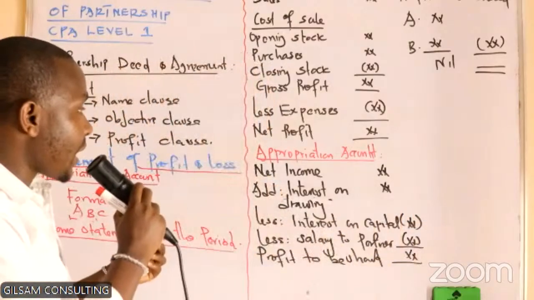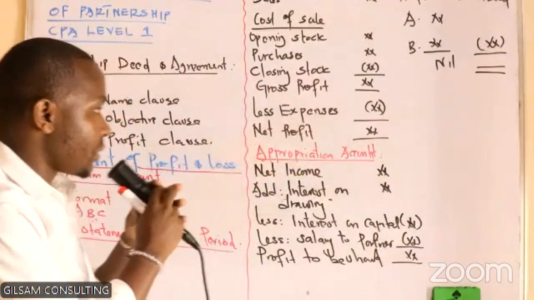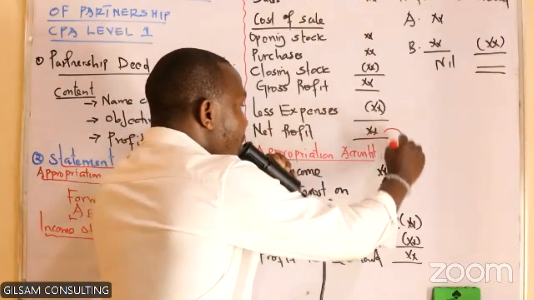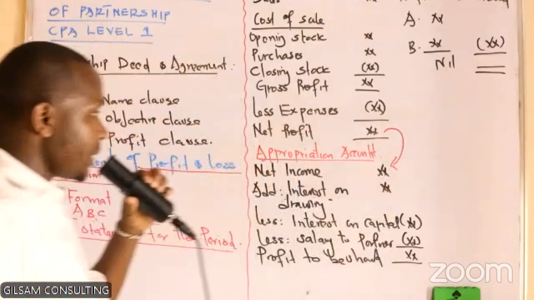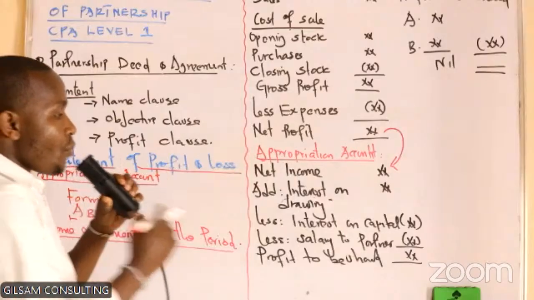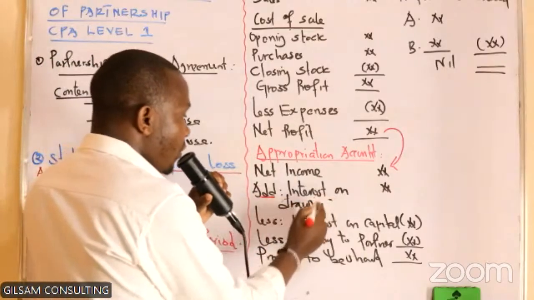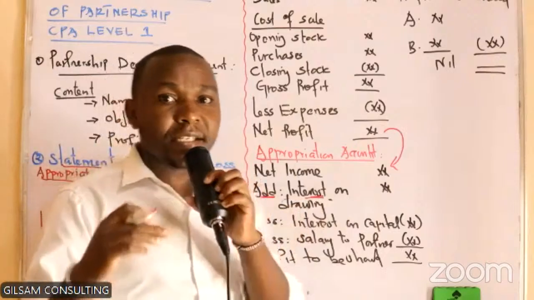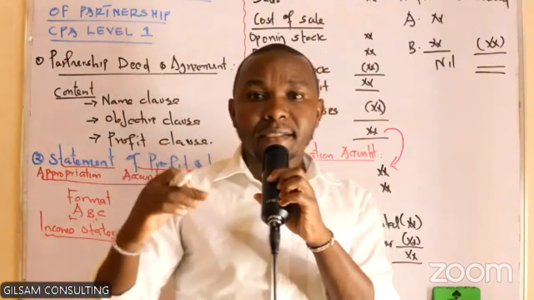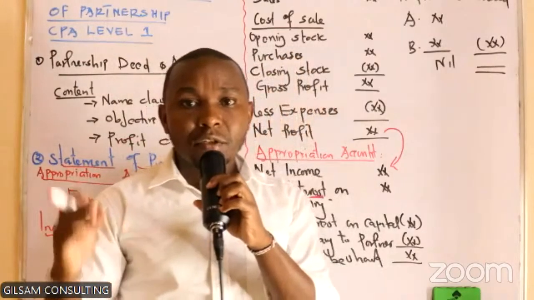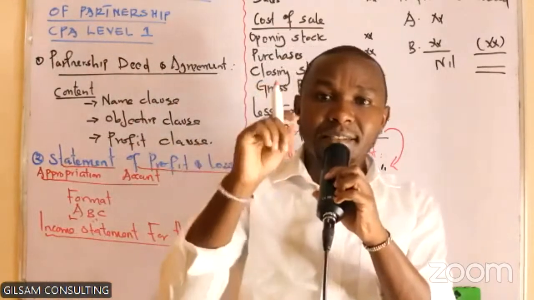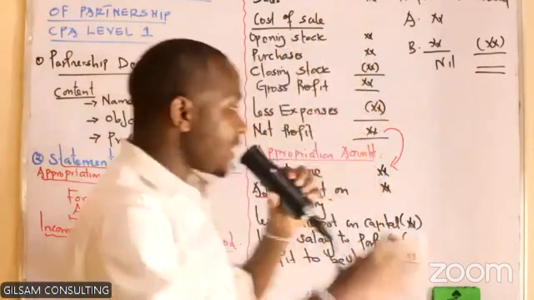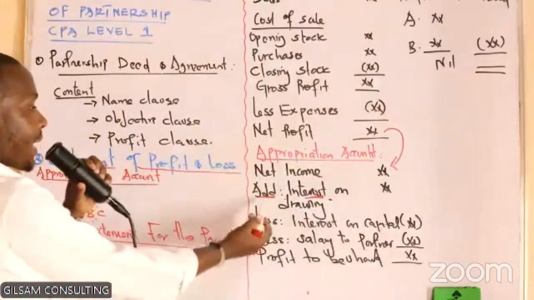This appropriation account, we will take this net amount. This net amount is the one you will bring here. And then from that net amount, we add the interest on drawing. Remember, if a partner takes goods or some assets, then you will charge interest, which will increase the partners' capital. That's why we are adding back.